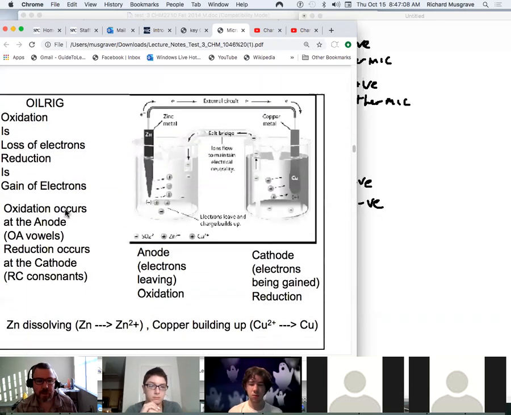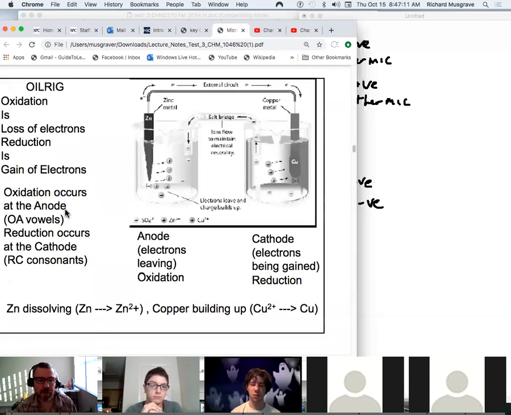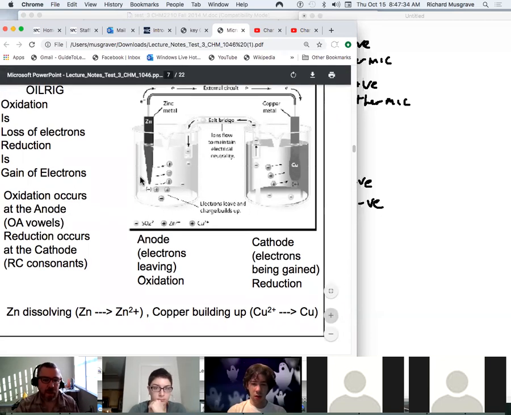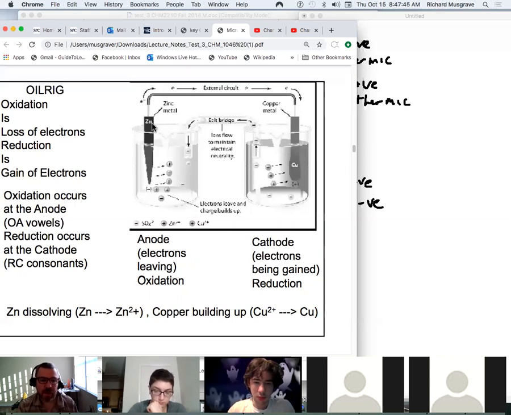So let's look at an introduction to some terms that we're going to be working with here. The first one is oxidation, and oxidation is loss of electrons, and reduction is gain of electrons. You can remember that by the mnemonic OIL RIG. Oxidation is loss, reduction is gain. So the electrons being lost are the ones that are going through this wire from the zinc side over to the copper side. It's the zinc that's giving up the electrons, which means the zinc is undergoing oxidation, and you can see that it's wasting away.